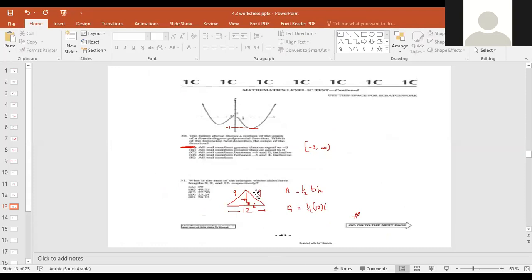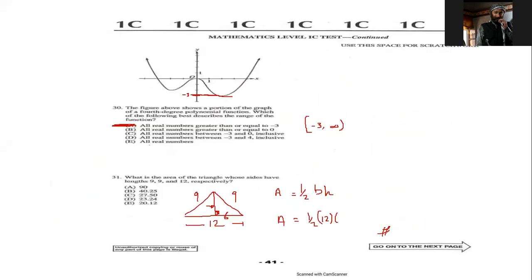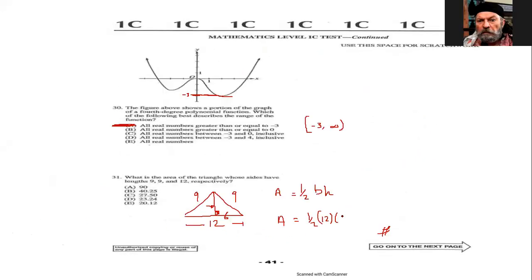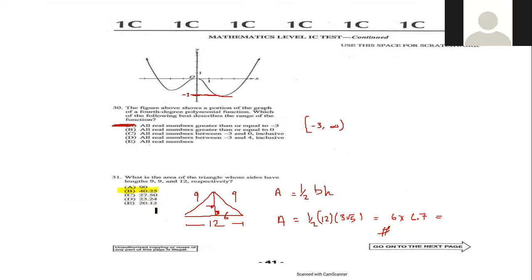Find the height using Pythagorean: 9 squared minus 6 squared, 81 minus 36, under the square root, which is 3 root 5. In decimal, 6.71. Then multiply all together: half of 12 is 6, and 6 times 6.7 is about 40.25, which is B.